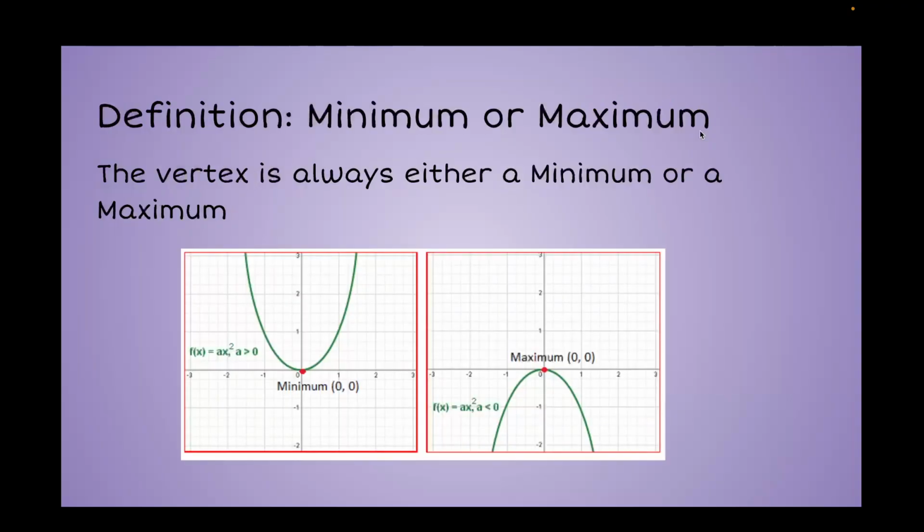Some new definitions are minimum and maximum. The vertex is always either a minimum or a maximum. When your equation goes up in both directions, you call the vertex a minimum. When it goes down in both directions, you call it a maximum. It's a minimum here because it's on the bottom, the smallest. Here it's on the top, so it's the biggest. Also, if you remember, if you have an equation with a positive x squared, you get this. When it's negative, you get that. Just a little refresher.